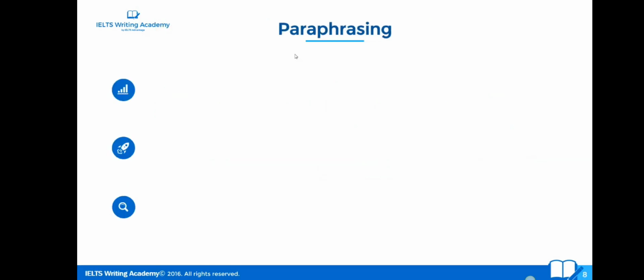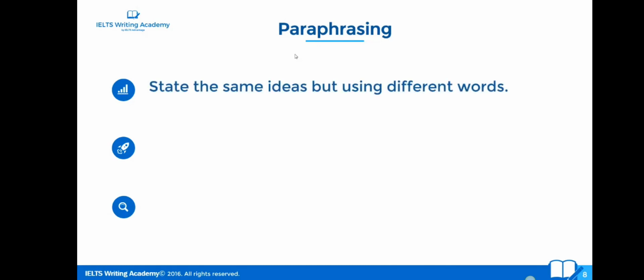So let's look at each of these three main elements in more detail. Paraphrasing: basically, state the same ideas but using different words. You're not going to copy the words, but you're going to copy the ideas. You're going to state the exact same thing, but using different words. And we can do this by using synonyms. Synonyms are words that mean the same thing but are two different words, like man and male, female, woman. They mean exactly the same thing but are different words.